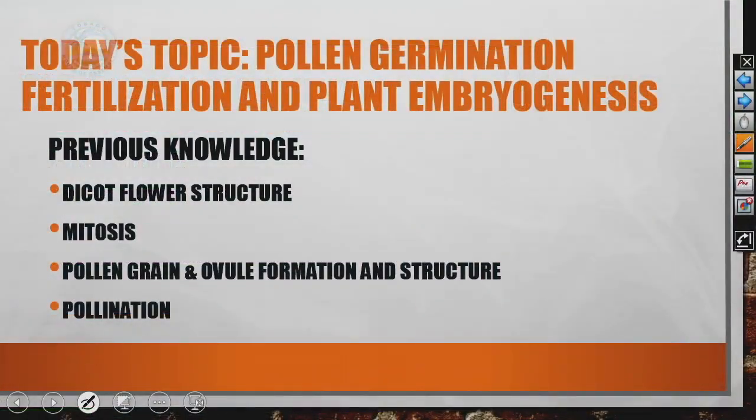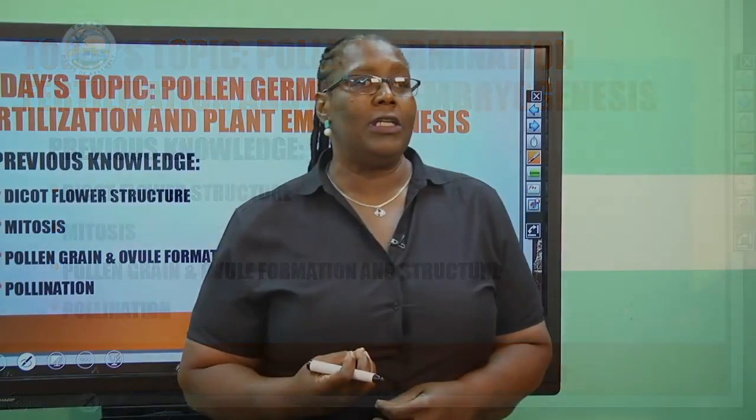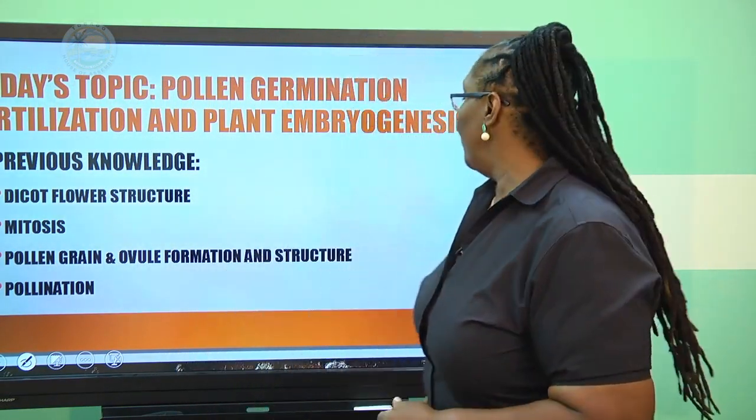So let's look at what you need to know going into this lesson. What should be your previous knowledge? You should have an appreciation of the flower structure, a dicot flower structure. You should appreciate and understand clearly the steps involved in mitosis. We should have also done pollen grain and ovule formation and structure. And we should have had a good appreciation of pollination. What is pollination? The different types of pollination.